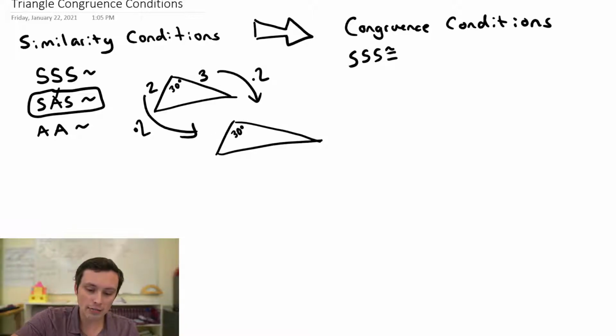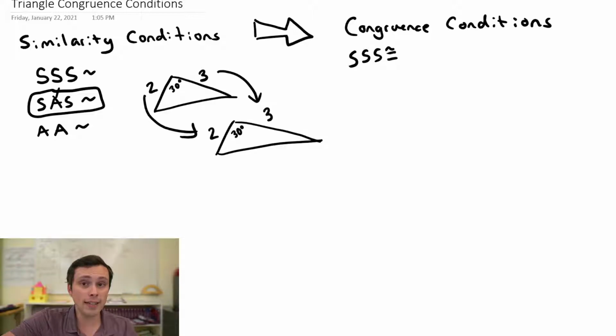These lengths would have to be the same. Like this would have to be a 3 and this would have to be a 2. These things could not be multiplied by 2. If they were multiplied by anything, it would have to be 1. But if we had this, would they be congruent? Yes, because to be congruent, you just have to be similar, but also be the same size.